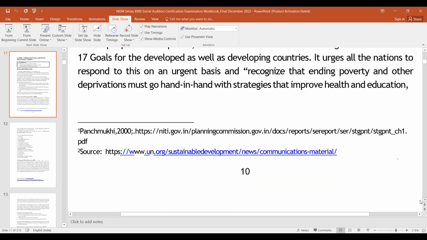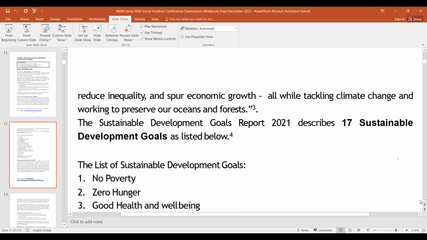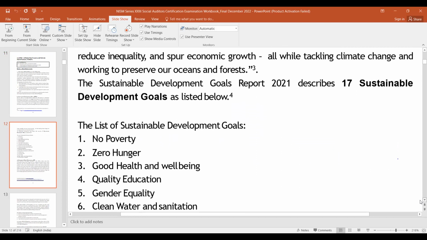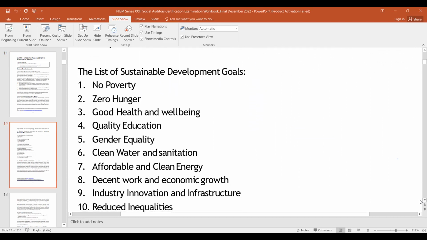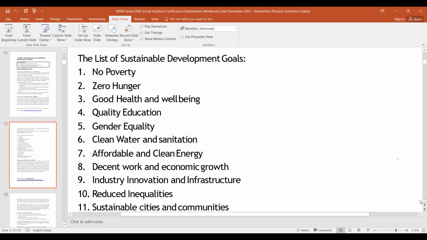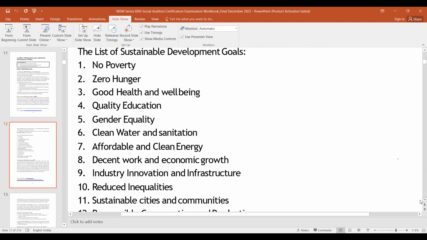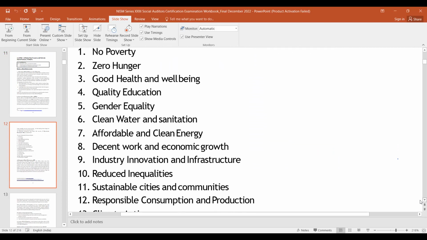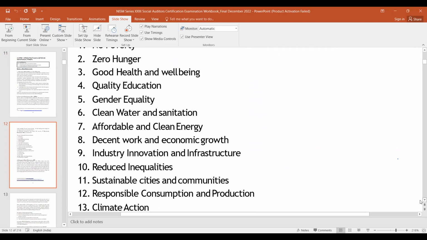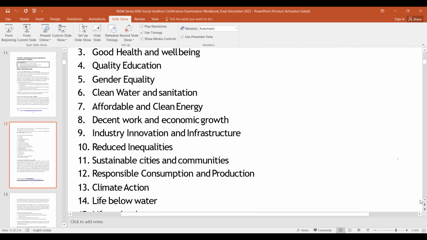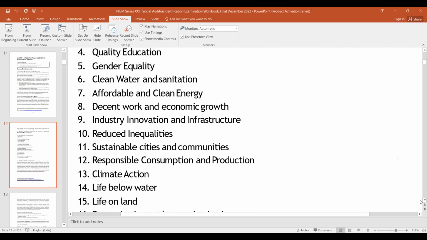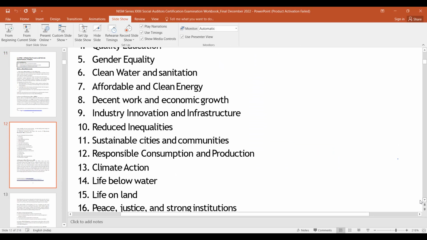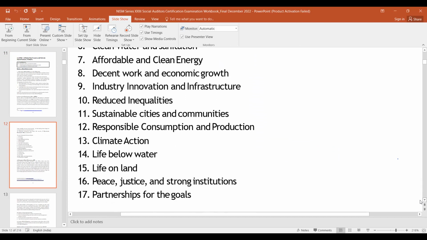Let us go through them one by one. What are these sustainable development goals? First is no poverty, then zero hunger, good health and well-being, quality education, gender equality, clean water and sanitation, affordable and clean energy, decent work and economic growth. Then industry, innovation and infrastructure, reduced inequalities, sustainable cities and communities, responsible consumption and production, climate action, life below water, life on land, peace, justice and strong institutions, and partnership for the goals. So these are the 17 sustainable development goals.